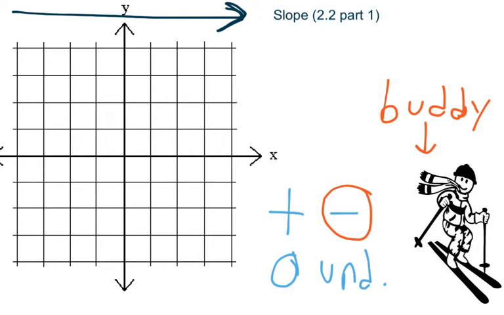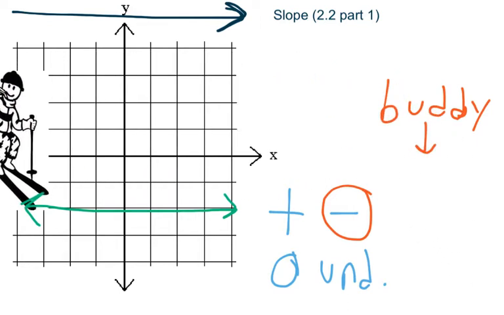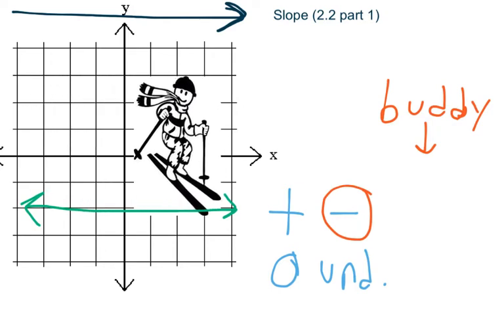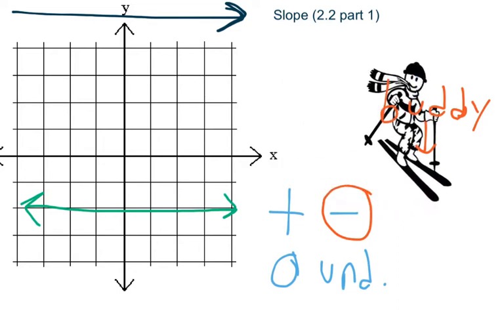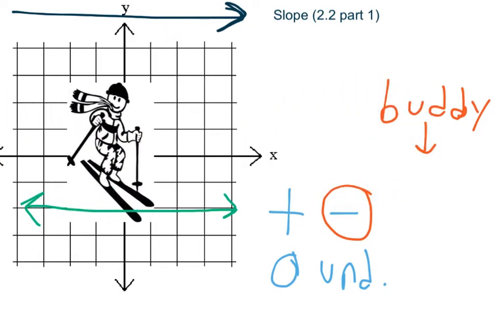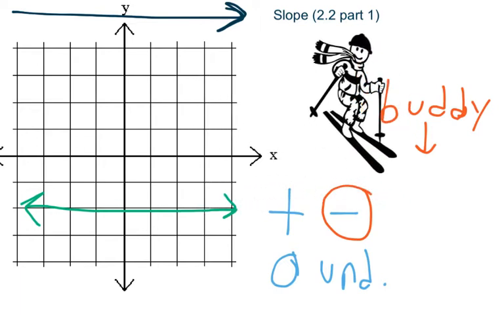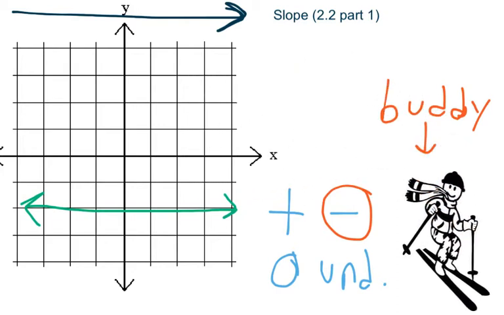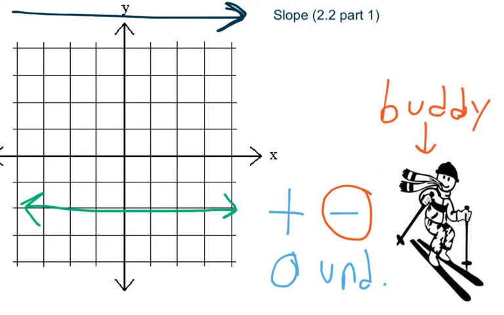Let's try a different one. So what about a line like this? Again, not totally straight, but I'm doing the best I can. Would that be a positive, negative, 0, or undefined slope? Well, if Buddy skis this slope, he's not really skiing much, is he? He's going to be more pushing the sticks to move himself across. Also known as cross-country skiing, he's going flat. There's really no change. Keep in mind, there's no change up and down as he goes from left to right. So it's a flat slope. That slope is 0.